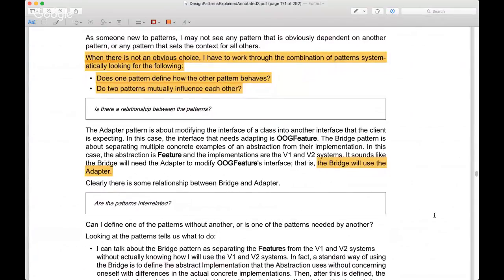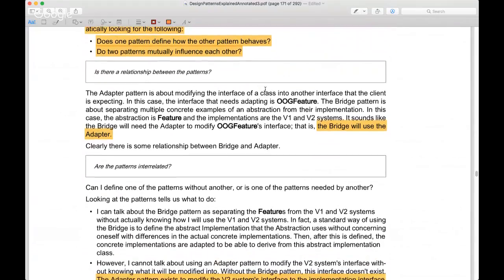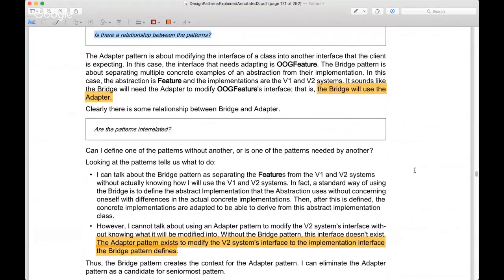Okay, so if you're new to patterns, then you may have to brute force it, as we're working through right now. And the two rules of thumb that he uses to try and establish which pattern wins in these contexts are: does one pattern define how the other pattern behaves, or do the two patterns mutually influence each other? So is there a relationship between the patterns?